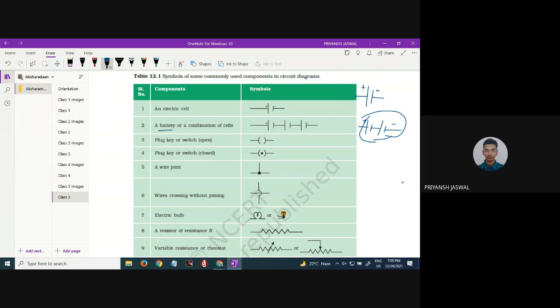And this is the plug key symbol. This is the open, and when you put a dot in the center, it's a closed plug key symbol.